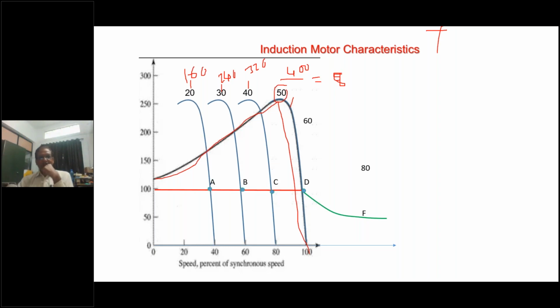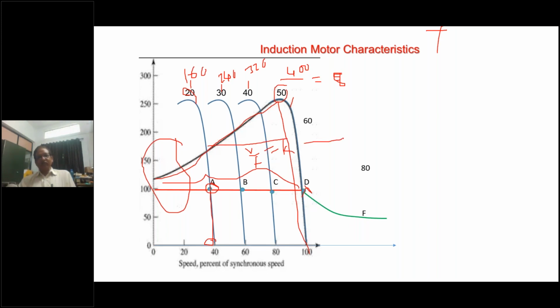Suppose this is a load characteristic. When frequency is at 20 hertz, the corresponding operating point will be A, and you will get the corresponding speed. Up to this, this is a constant torque operation. Here the V by F ratio is constant, except for some problem here. So in this region V by F ratio is constant.